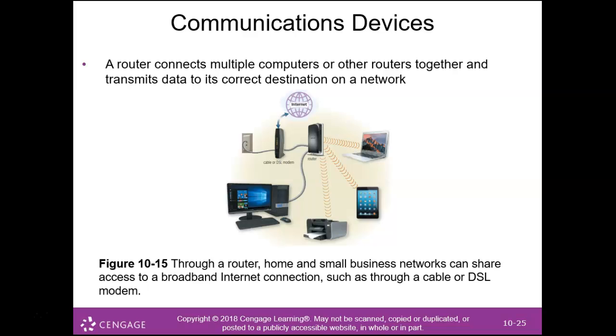So basically a router allows multiple computers and mobile devices to share a single broadband internet connection, such as through a cable or DSL modem. That's what's happening in our home, right? We've got this cable or DSL modem that comes in, and then the router is going to allow that broadband connection to be shared amongst various machines.